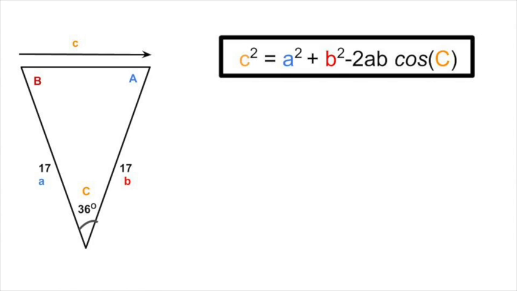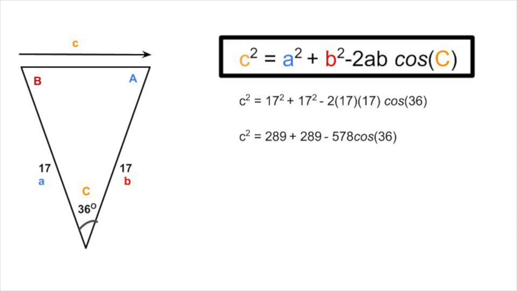I am going to label each side of the diagram A, B, and C to easily correspond with the basic cosine formula. So input all the known variables into the formula. C squared equals 17 squared plus 17 squared minus 2 times 17 times 17 times cos 36. Using a scientific calculator, I'll solve the equation. Be sure your calculator is set to second function, otherwise you'll get the wrong answer.